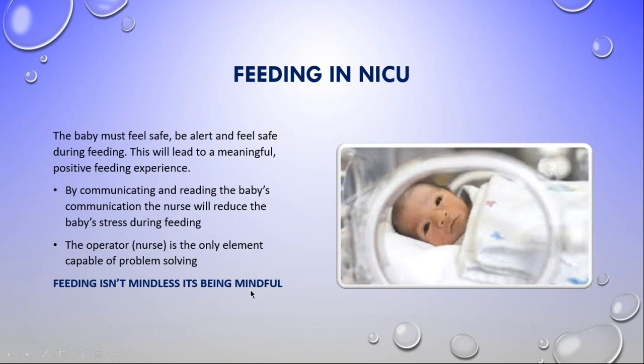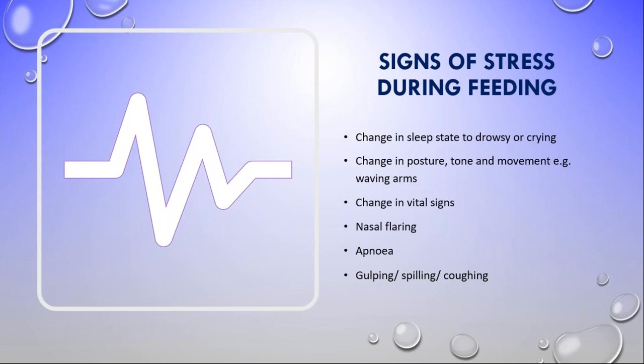What are the signs during feeding of stress? The sleep state that turns the baby to drowsy, or it's crying. A change in posture, tone, or movement, i.e. flailing its hands all over the show. That's a sign of distress. A change in vital signs, nasal flaring, apneas, gulping, spilling, or coughing.